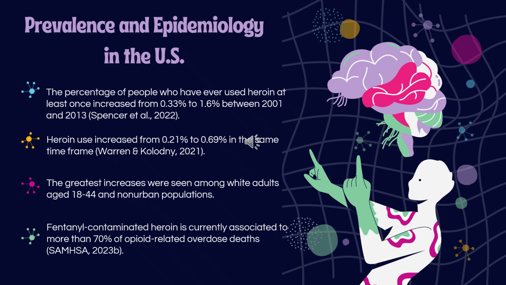This pattern mirrors the broader opioid epidemic, which began with prescription misuse and later shifted toward illicit heroin and fentanyl use. Today, fentanyl contamination plays a critical role in overdose deaths, with more than 70% of opioid-related fatalities involving heroin combined with fentanyl or similar analogs. These numbers remind us that heroin use is no longer confined to one demographic, making it a nationwide issue that continues to evolve.